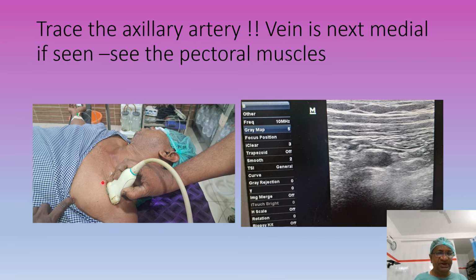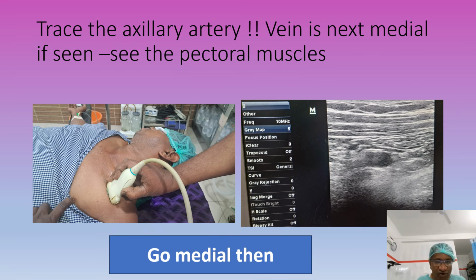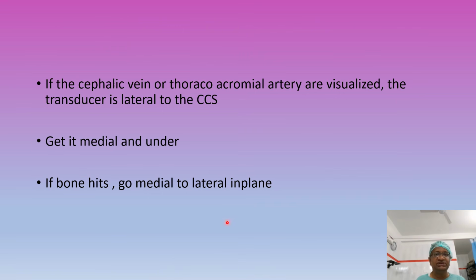Now, as soon as you keep the position, trace the axillary artery. This is very important. We have to see the axillary artery. The vein is next, medial to it. And see the pectoral muscles. Then go medially. If the cephalic vein or the thoracoacromial artery is visualized, then the transducer is lateral to the CCS. Go medially. Get it medial and get it under.